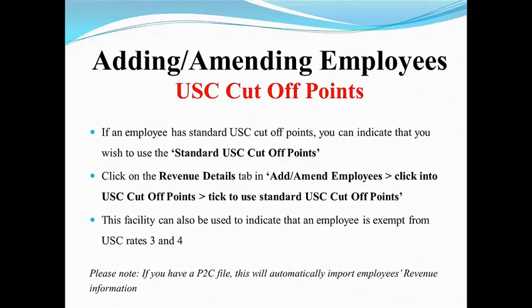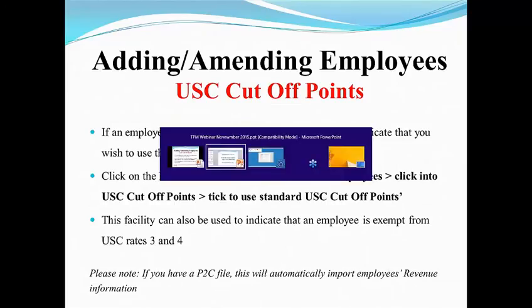This facility can also be used to indicate that an employee is exempt from USC rates 3 and 4. If you do have a P2C file, it's always advisable that you would do your update using the P2C file. But for anybody who's not registered with Ross and you have manual employer tax credit certificates, then this is how you would do it on the software.